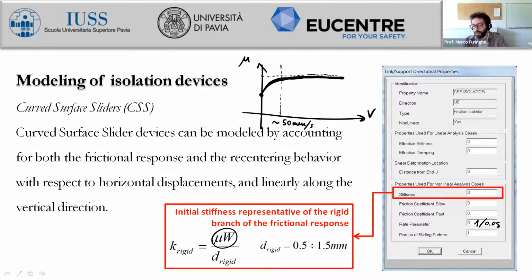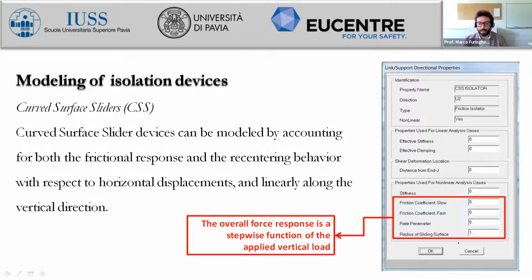The radius of sliding surface is the equivalent radius of curvature, and it is measured according to the units that you have set at the beginning of your model. So since we have chosen meters, we have maybe 3 meters if we have to model the device that we have considered yesterday, and we will have a numerical value returned by the design procedure. And this is a very important issue.